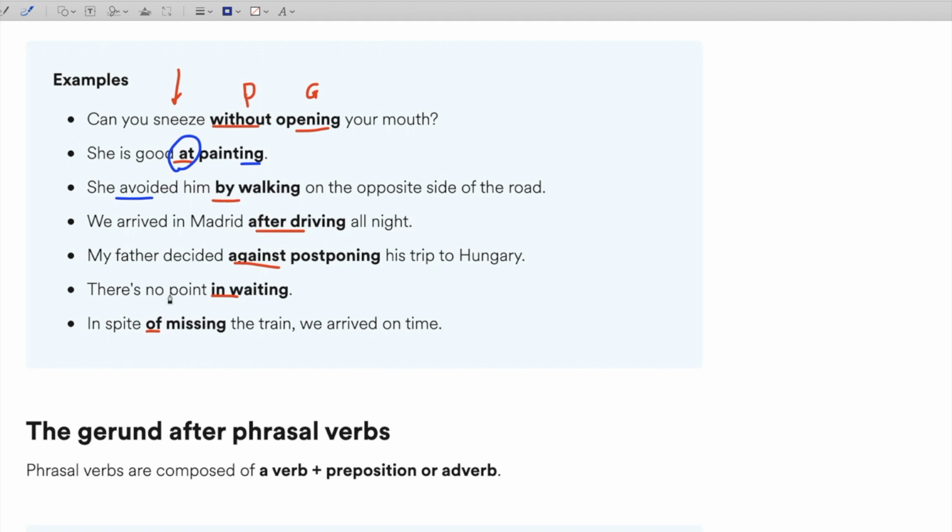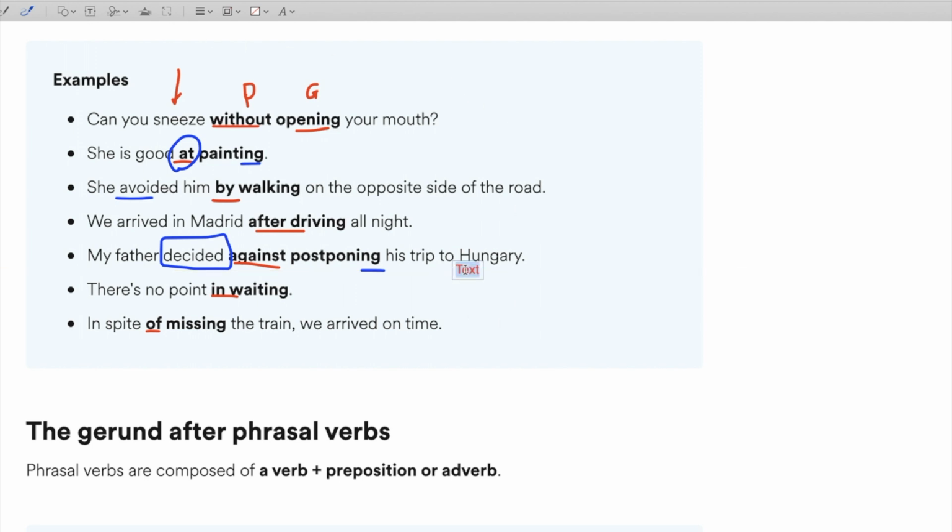Okay, next, my father decided. Usually the word decided will use the infinitive, right? I decided to live in California. In this case, we have, though, a preposition. So this is going to change. We're going to use a gerund. So my father decided against postponing his trip to Hungary. What does postpone mean? What does that word mean?